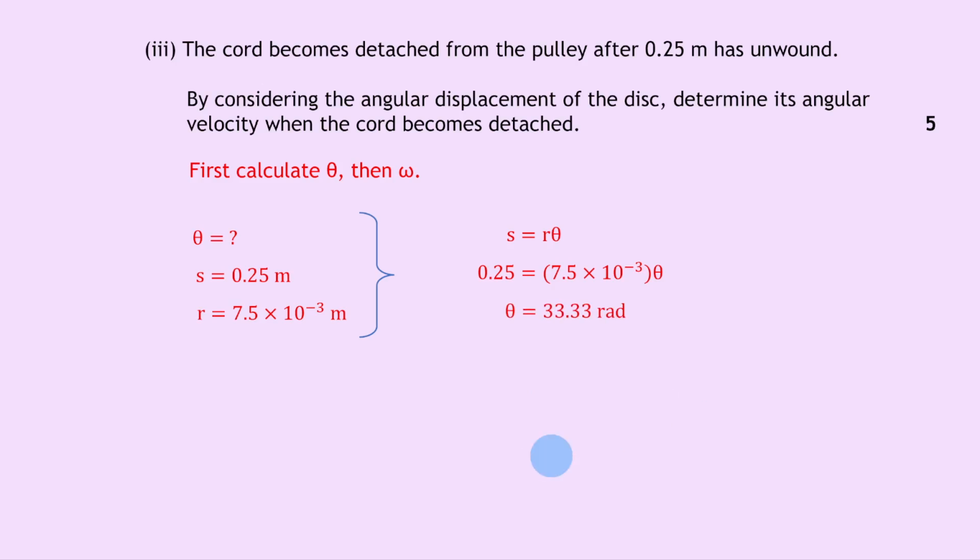We're now going to use angular equations of motion, so writing down our angular equivalent of suvat, we have theta equals 33.33 radians. We then have the initial angular velocity omega naught is 0 radians per second.